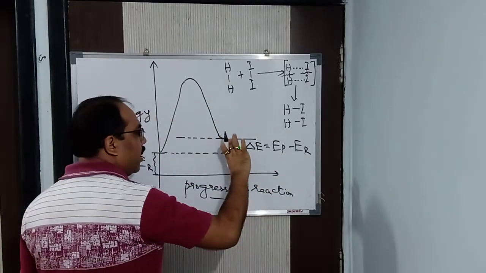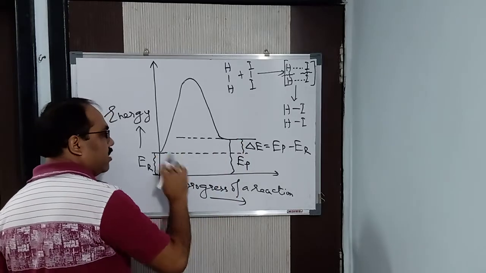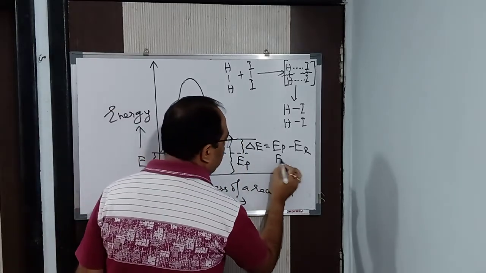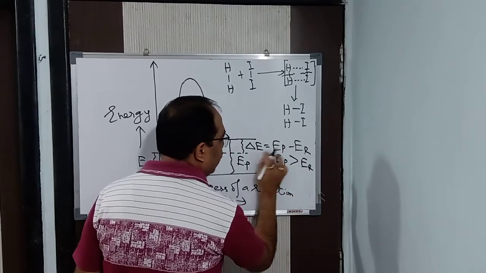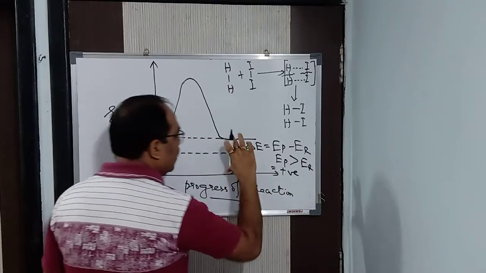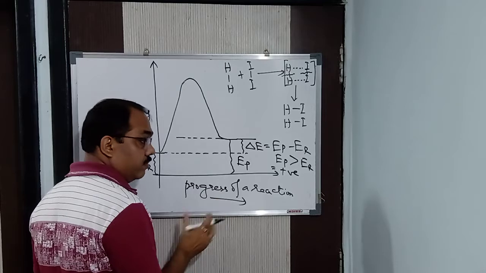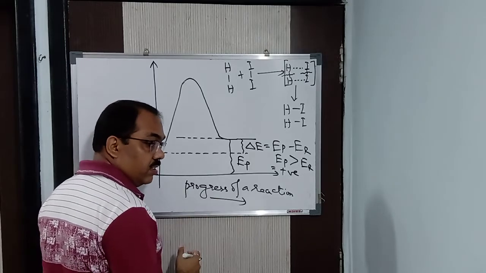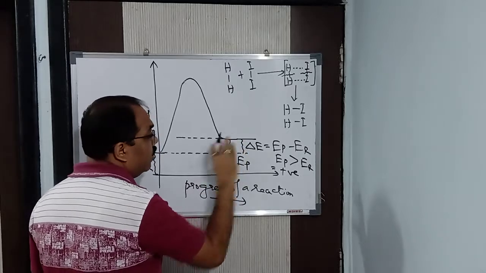Now here energy of the product is more, energy of the reactant is less. You can see very clearly, EP is greater than ER. When EP is greater than ER, this answer will come out positive. That means this is an endothermic reaction. This particular one, I said, depends upon the nature of the reaction. This is an endothermic reaction.